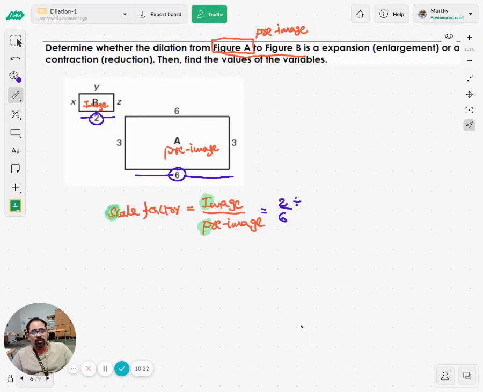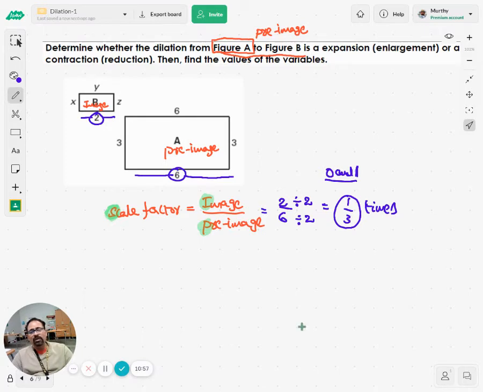Can you divide by any value? Obviously, yes, we can divide by 2. So 2 divided by 2 gives me 1, and 6 divided by 2 gives me 3, so 1 over 3. If the value lies between 0 and 1, then that is a reduction. So 1/3, the given figure is reduced to 1/3 times the original one.